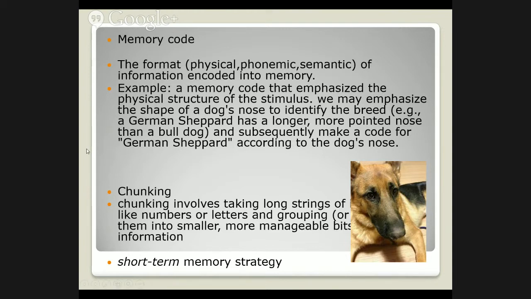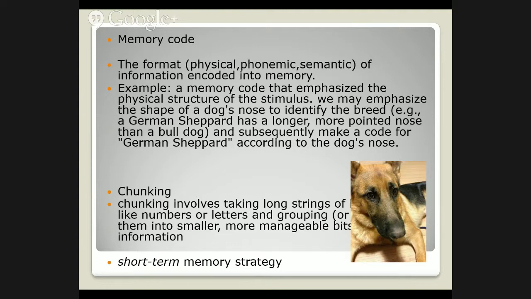Chunking. Chunking involves taking long strings of information like numbers or letters and converting them into smaller, more manageable bits of information. This can be an example when you need to get an alarm code. You're driving and someone sends you an alarm code that you need to punch in, and you only have a short amount of time before you get to your house, and you've got about 10 numbers you need to punch in.